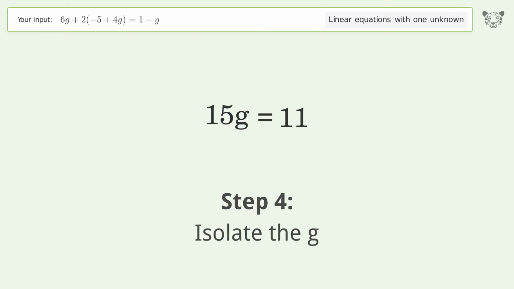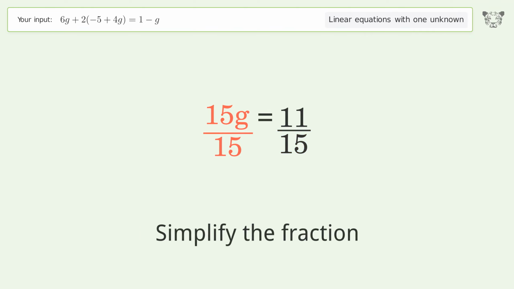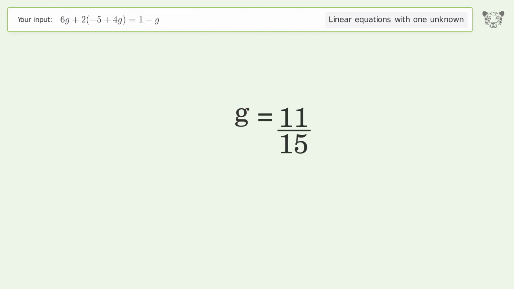Isolate the g. Divide both sides by 15. Simplify the fraction. And so the final result is g equals 11/15.